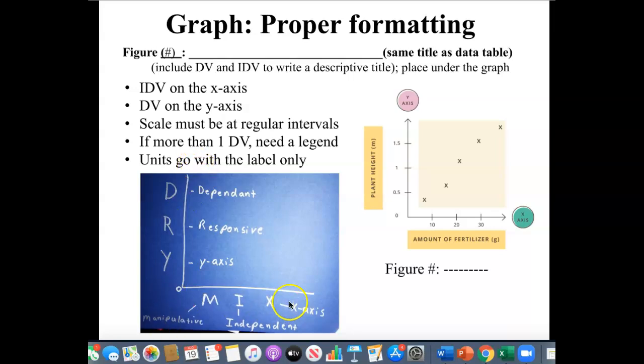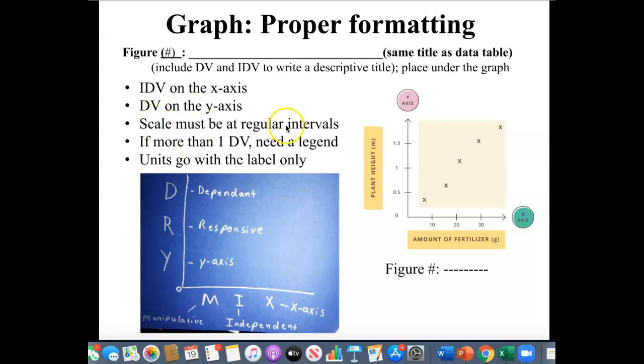When you actually graph the data, you'll have two axes, the y-axis and the x-axis. The y is the vertical axis, the x is the horizontal axis. Your independent variable always goes down here on the x, and your dependent variable always goes on the y-axis. This is really good to help you remember: DRY MIX. What this stands for is the dependent or responding variable on the y-axis, the manipulated or independent variable on the x-axis. So if you can remember DRY MIX, that will help you remember what goes on what axis.